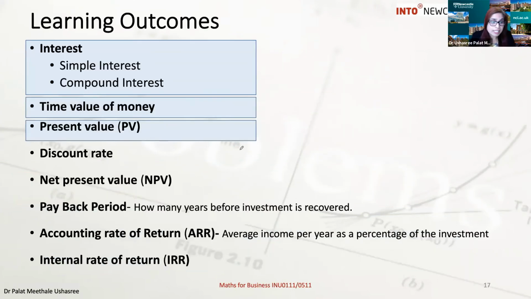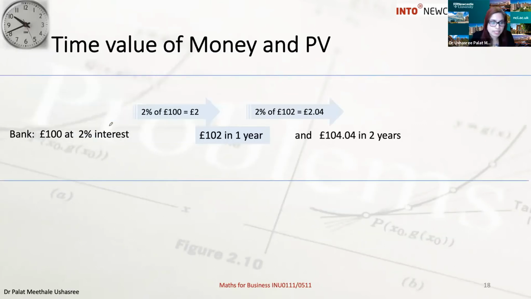Another way to understand this concept of time value of money is in terms of present value. Okay, that's a beautiful way to understand it. Let's go back to the same example now. Look at that. You have 100 pounds in the bank at 2% interest. After 2 years, you have 104.04, 104 pounds and 4 pence. If you want to know the present value, that is the value today.